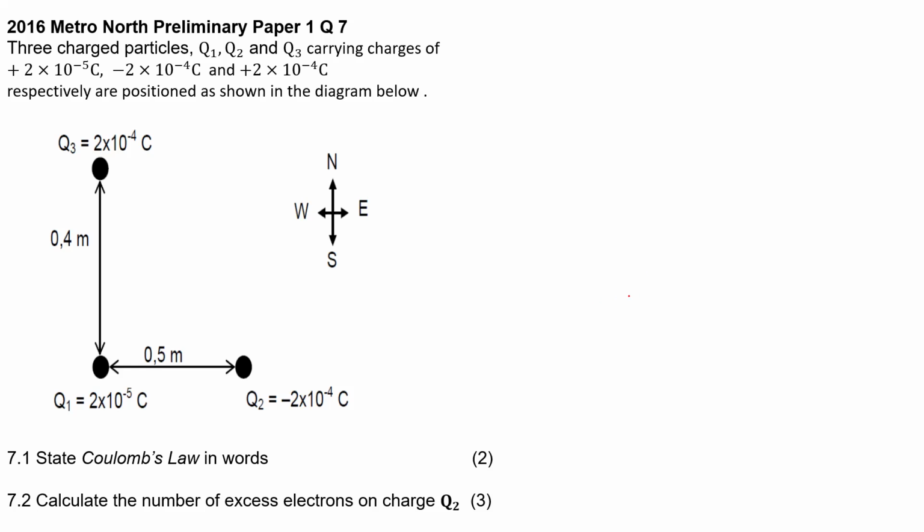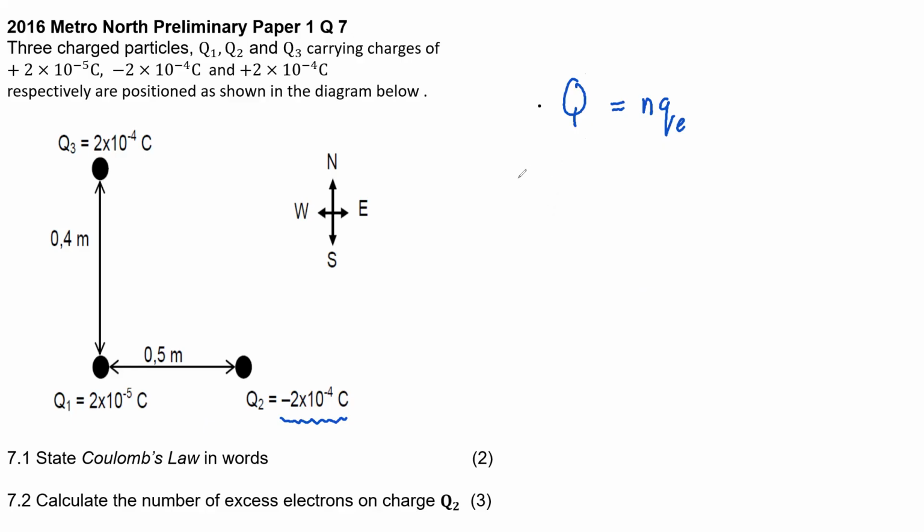All right, let's think. I'm looking for the number of excess electrons. The charge on Q2, as you can see for yourself, is -2 times 10 to the power -4. And that's the total charge. That's the magnitude of the charge. But I'm looking for the excess electrons. As always, your choice of an equation depends on the information given. So whatever equation you choose depends on the info that you've been given.